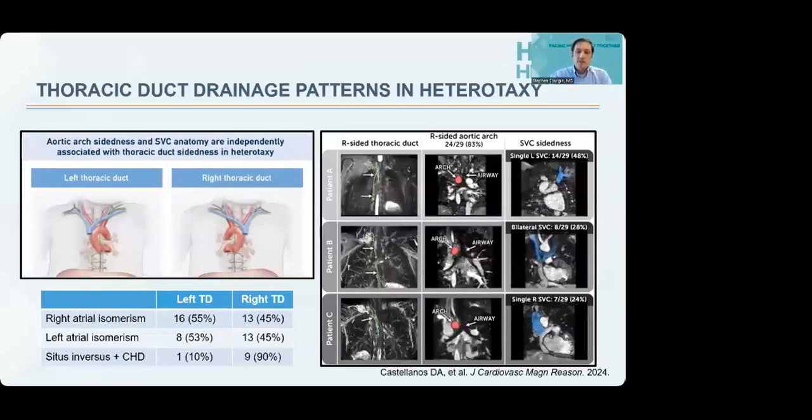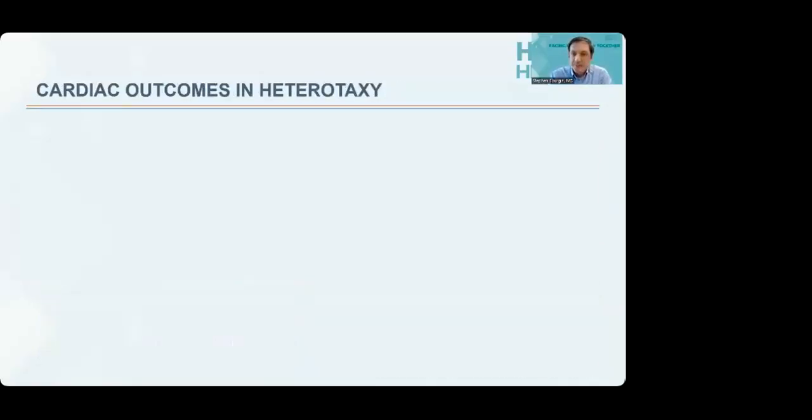And as we lean on advances in cross-sectional imaging, we can look for new ways to phenotype left and right isomerism, like this study, which has given us insight into the lymphatic drainage patterns. This study included patients with right and left atrial isomerism, as well as pulmonary and abdominal situs inversus patients with congenital heart disease. In 56 patients for whom the terminal thoracic duct was visualized, they found that the SVC and aortic arch sidedness were independently associated with terminal thoracic duct sidedness. But you can also see that left or right atrial isomerism did not seem to predict or be associated with the thoracic duct drainage anatomy.